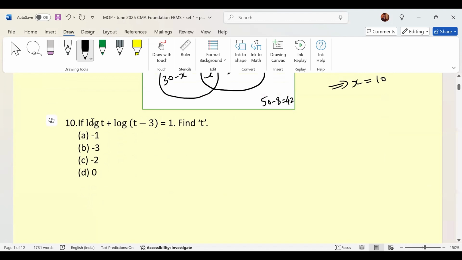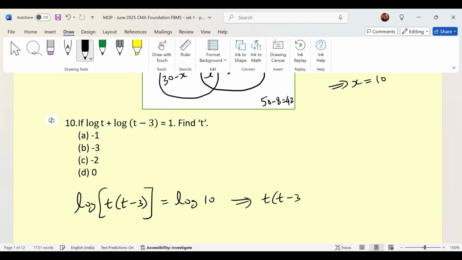So here it is like log A plus log B, which is nothing but log AB. So t into t minus 3. And 1 we can consider as logarithm of 10, because log 10 to the base 10 is 1. So that means we can now equate t times t minus 3 is 10, which can be simplified as t square minus 3t minus 10 equal to 0.